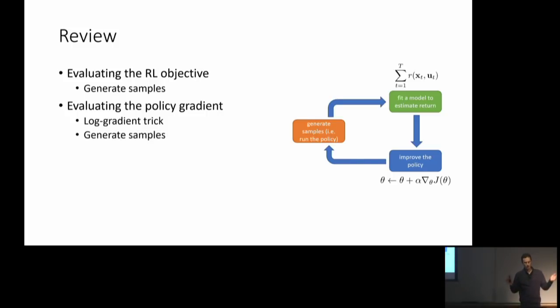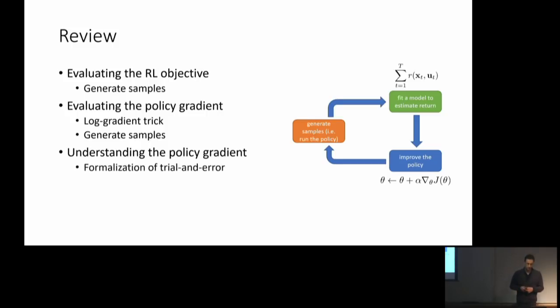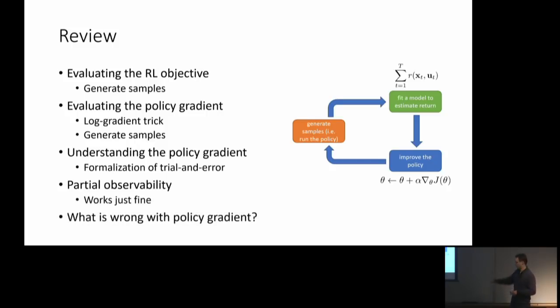How we can then evaluate the gradient by generating samples, computing those grad log pi's and rewards, and multiplying them together. And then we talked a little bit about some of the intuition behind the policy gradient. It's essentially a formalization of trial and error. It makes good stuff more likely and bad stuff less likely. And then we had this brief remark about partial observability, which is you just do it. And then we talked about the variance issue.